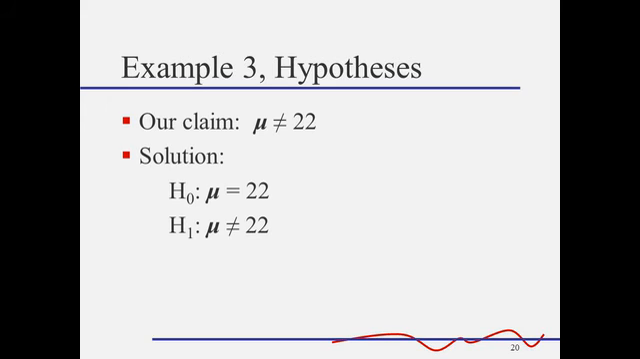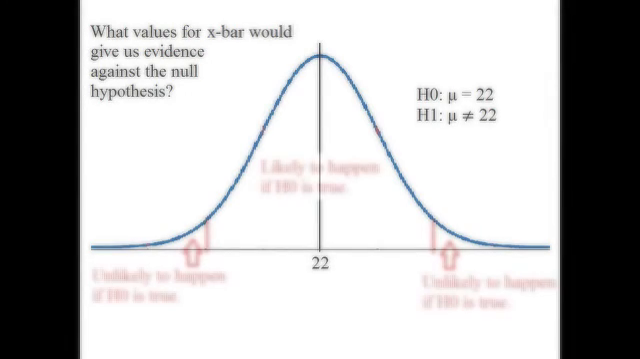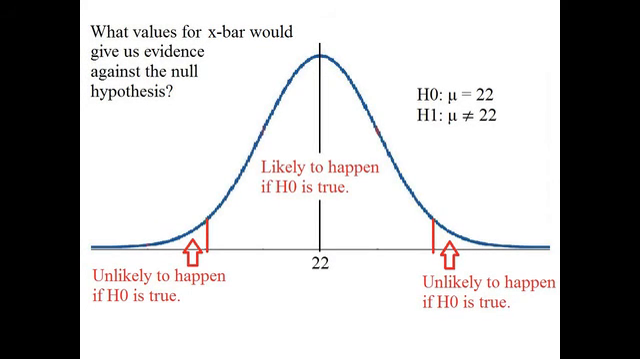As before, I'm going to take a sample. I'm going to compute my sample mean x bar, and I need to know what values of x bar would give me evidence against the null hypothesis. Anything really close to 22, but not quite exactly 22, could just be sampling variability. So again, I need to build a confidence interval.